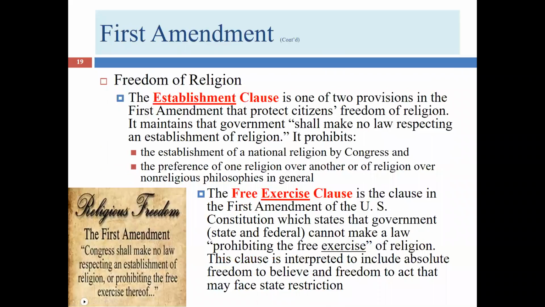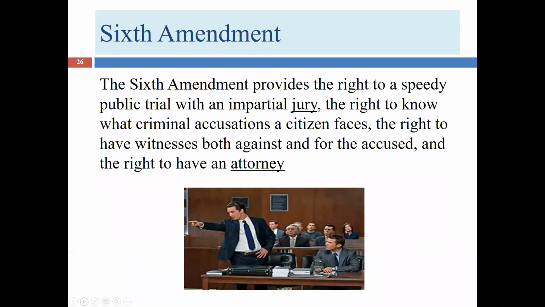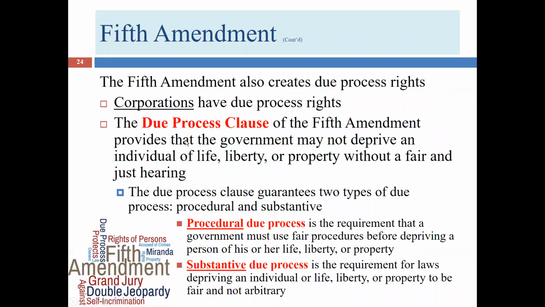We've covered the first 5 of the 10 amendments that make up the Bill of Rights, and now we're up to slide 26, which is going to cover the 6th Amendment. So what does the 6th Amendment provide? You may recall in the 5th Amendment, going back here, we talked about the fact that there are due process protections. There's that due process clause of the 5th Amendment.